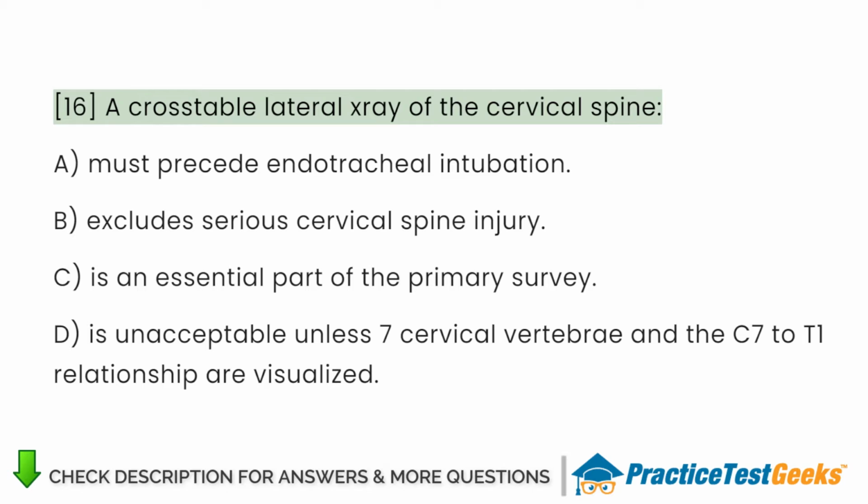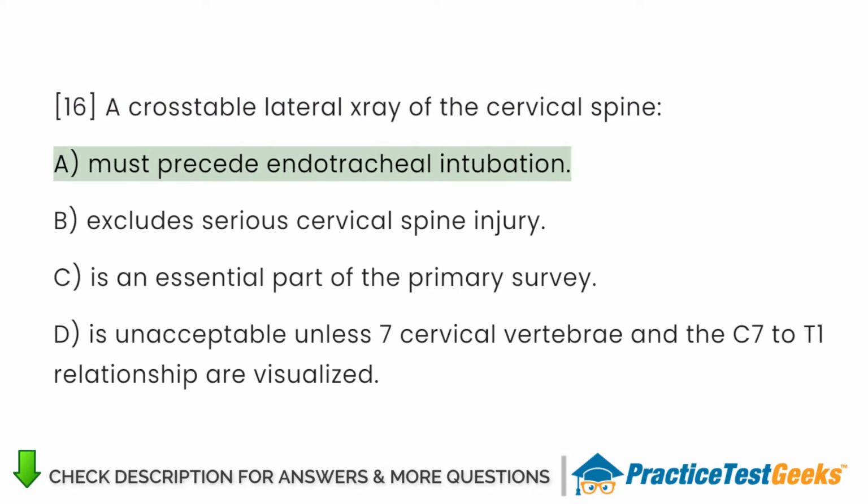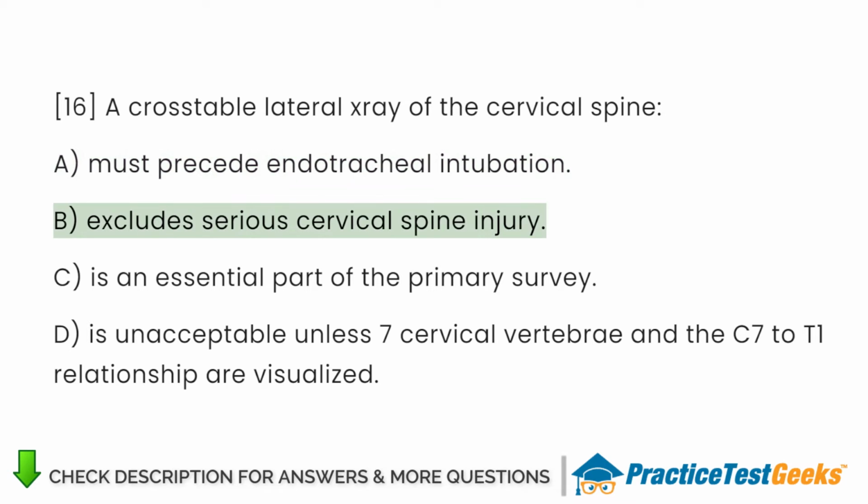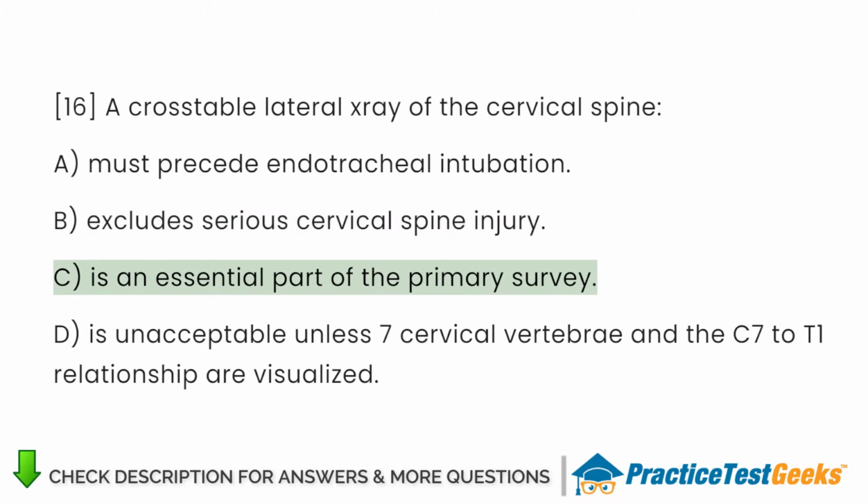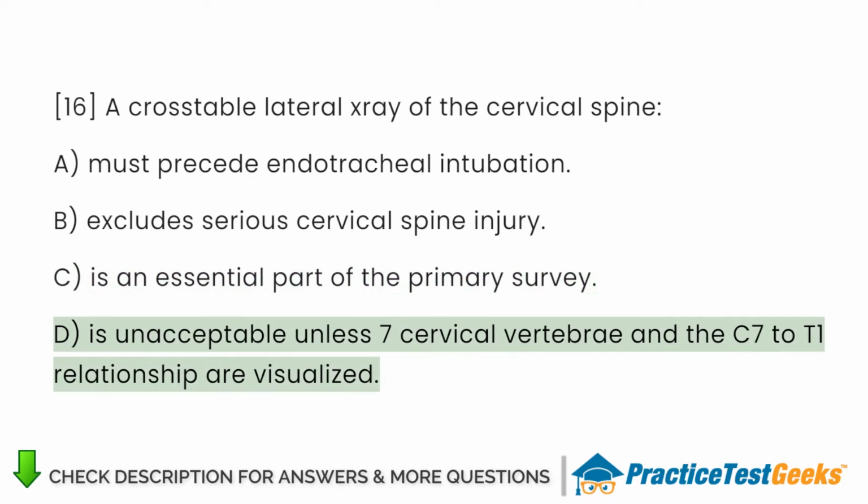A cross-table lateral X-ray of the cervical spine: A. Must precede endotracheal intubation. B. Excludes serious cervical spine injury. C. Is an essential part of the primary survey. D. Is unacceptable unless 7 cervical vertebrae and the C7 to T1 relationship are visualized.